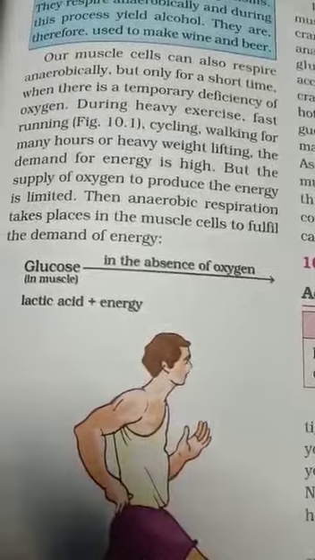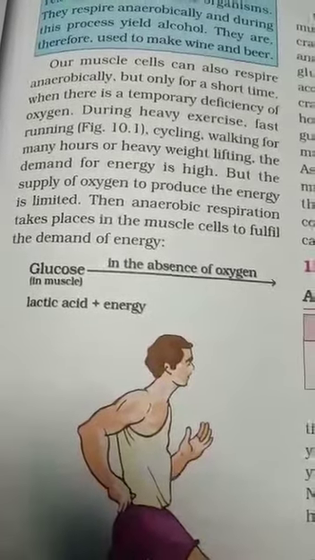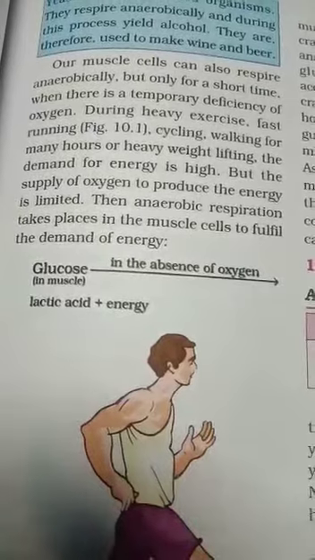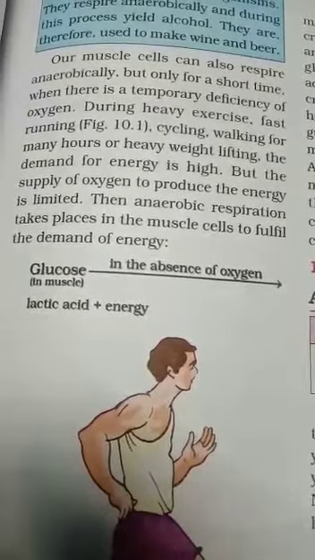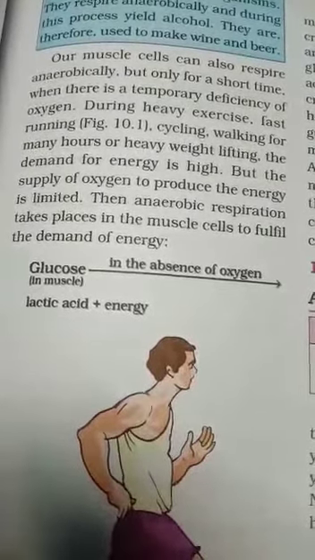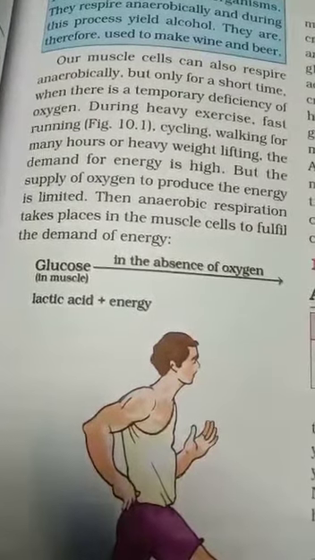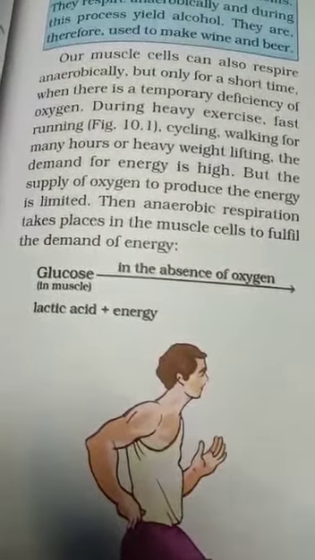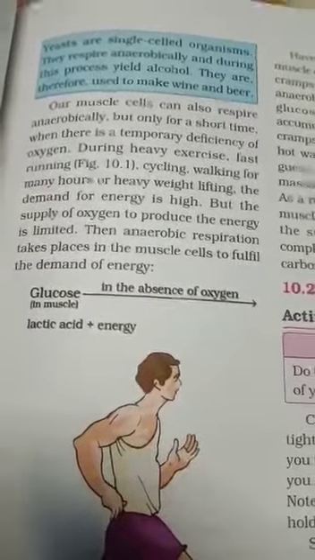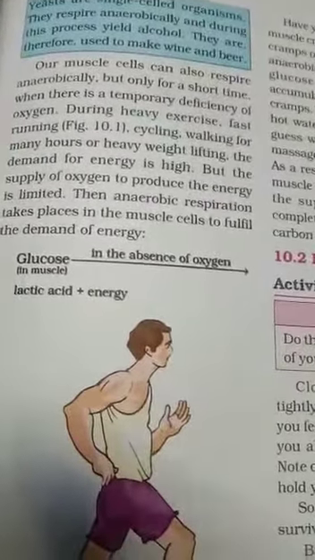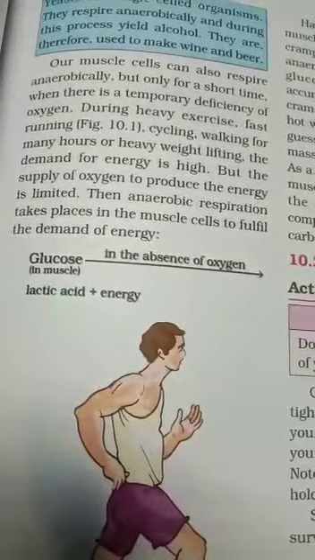Normally there are no problems. But whenever we do hard work like physical exercise, training, cycling, jumping and heavy weight lifting, what will happen? The supply of oxygen to produce the energy is limited, because during that time your energy is lost from the exercise or heavy work. So anaerobic respiration takes place in the muscle cells to fulfill the demand for energy.